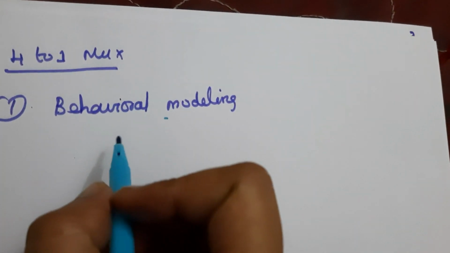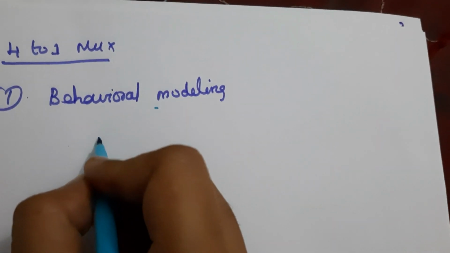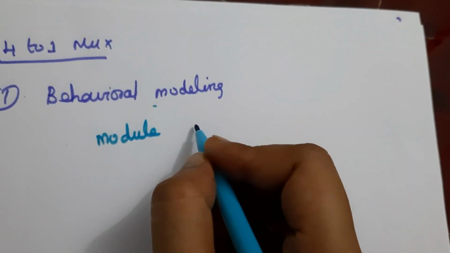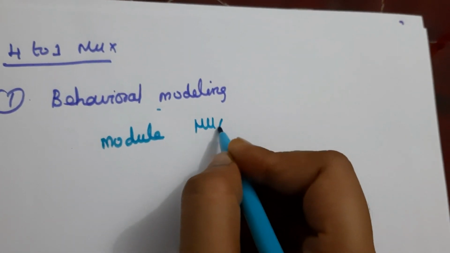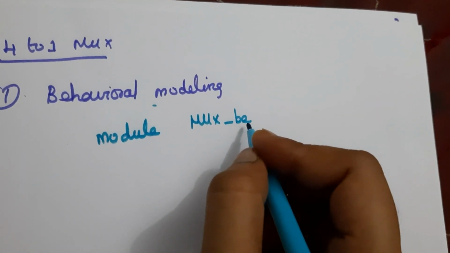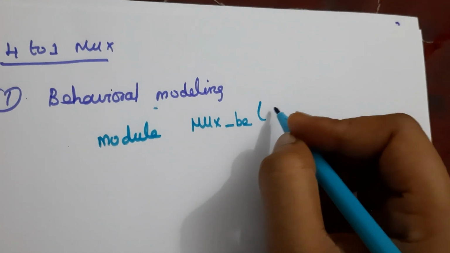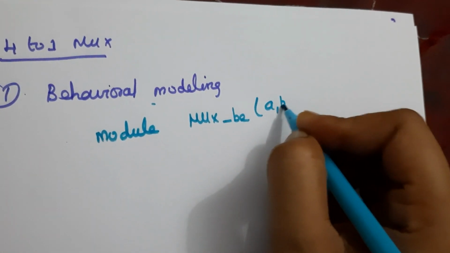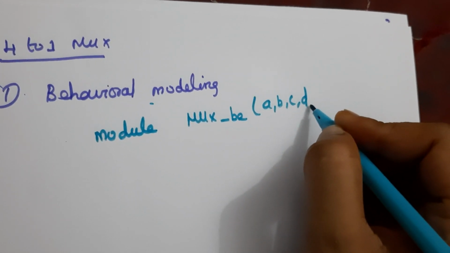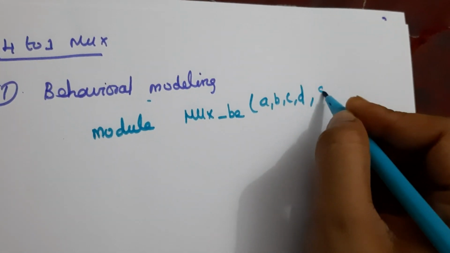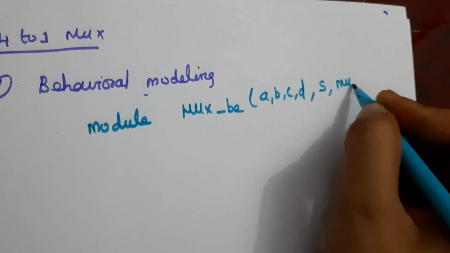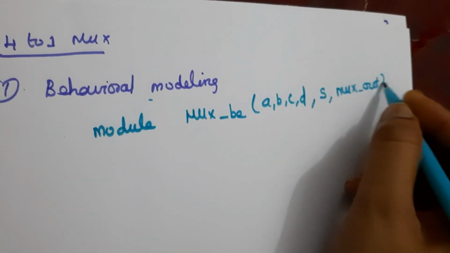First we start with the module definition. So module, and next is the module name, any name. Here I give BE, since this is behavioral modeling. Next is A, B, C, D. This is a 4 to 1 mux, so 4 different inputs. These are the 4 different inputs, and this is the select line. This is a 2-bit select line, and this is the output, mux out.